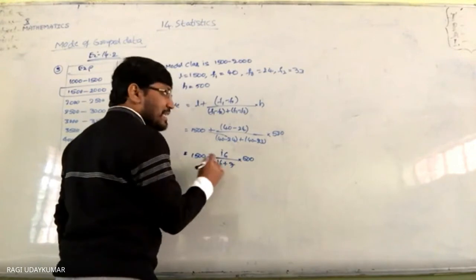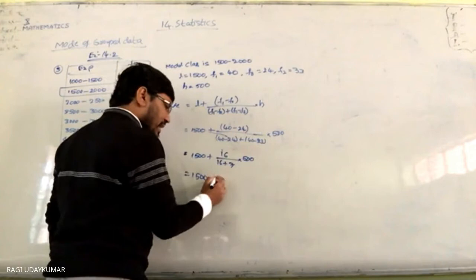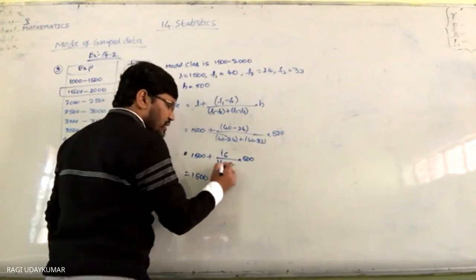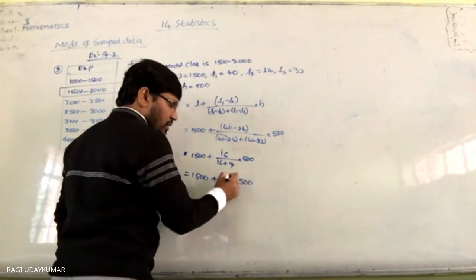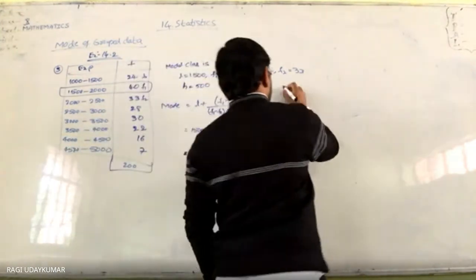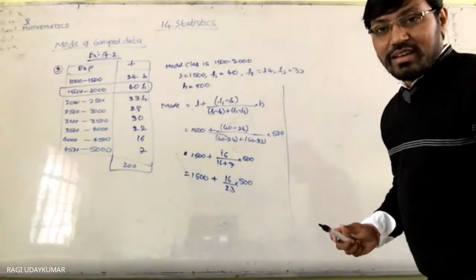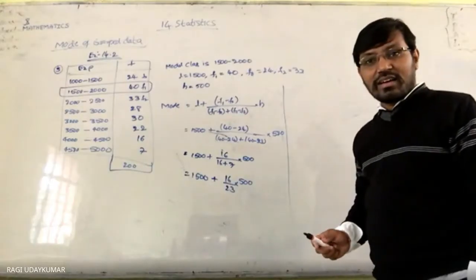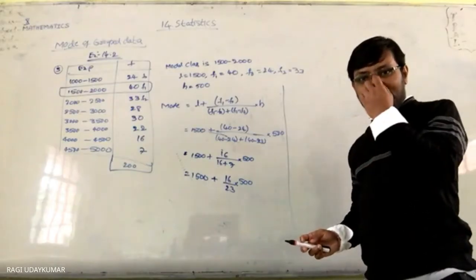So do not take the LCM here; most of the students will do the LCM. Better to simplify and find 16 by 23 into 500. 16 times 5 is 80.